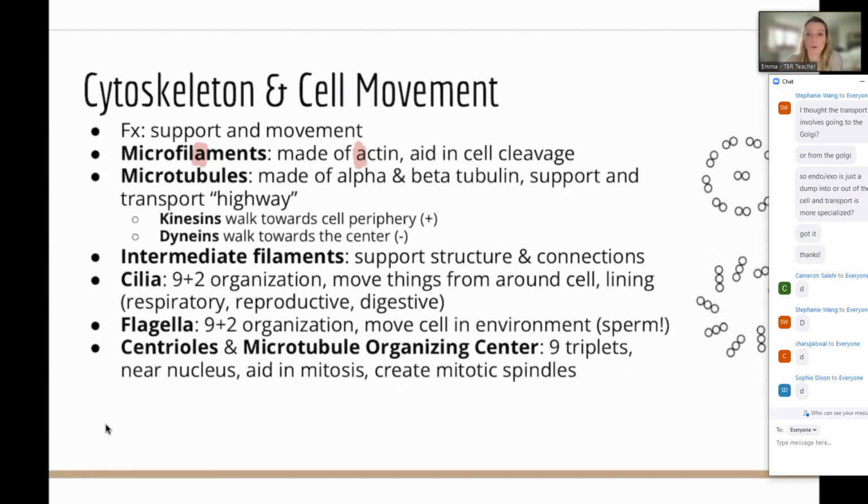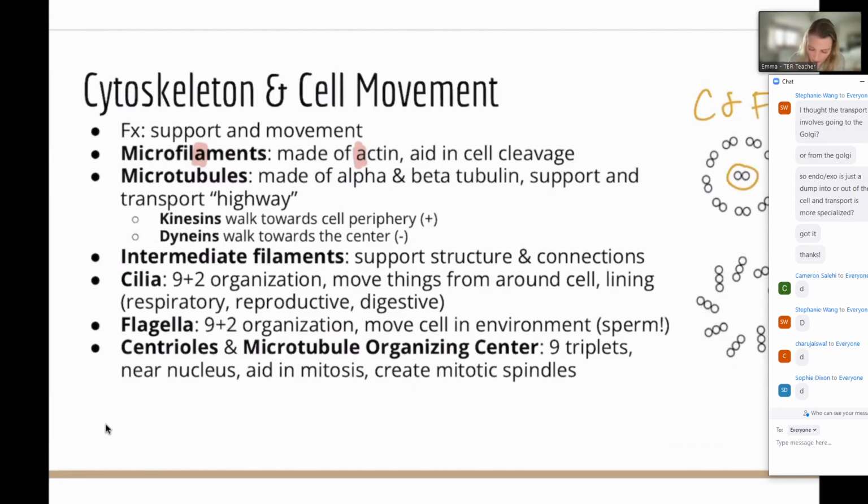flagella, which both follow this 9+2 organization. I remember first hearing about this in AP biology and just thinking, oh my gosh, is this a load of garbage or what? But it's kind of cool at the same time. It's just one of those things you have to remember: 9+2 are cilia and flagella. You can see here there are 9 pairs on the outside, plus the 2 in the middle, which is why it gets its name, 9+2 microtubule organization.